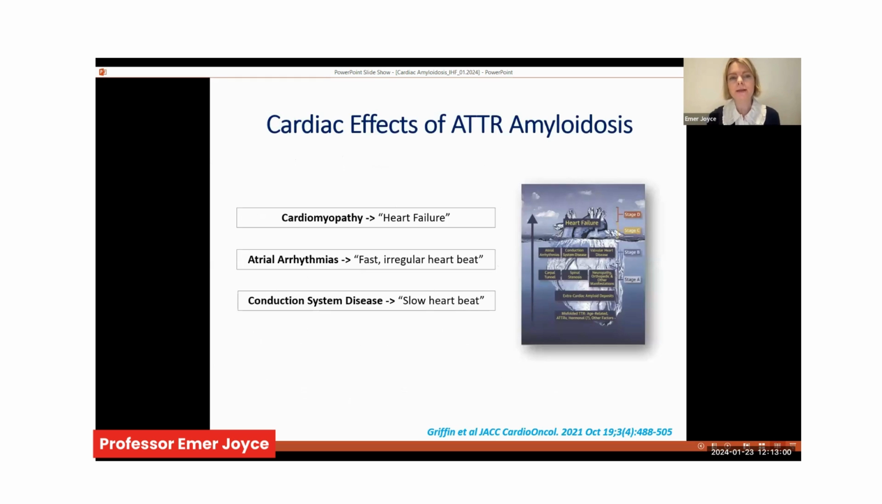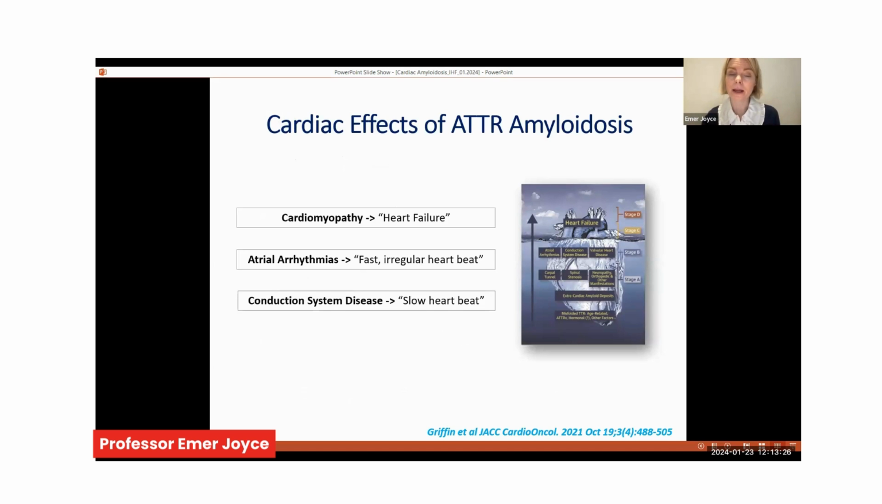There are 3 main buckets of effects that we think about with TTR, transthyretin cardiac amyloid. The first is what we call cardiomyopathy. And these are general terms. Cardiomyopathy means there is a heart muscle disorder. And there are a whole variety of conditions that cause heart muscle disorders. Heart muscle disorder, whatever causes it, can lead to heart failure. Terrible term. We'll explain that in a minute.